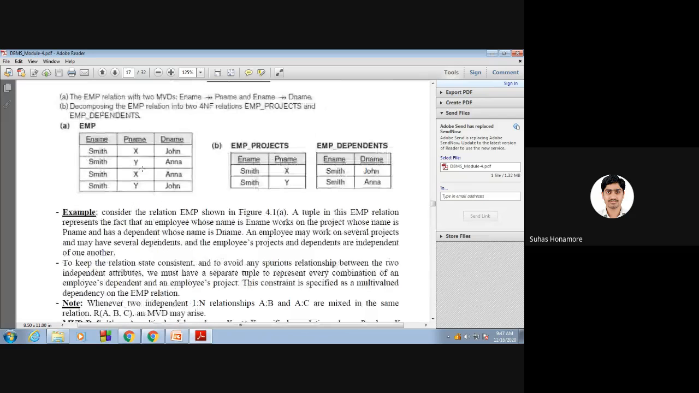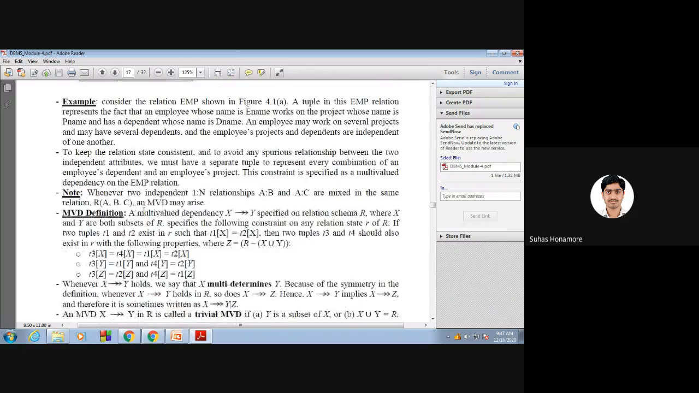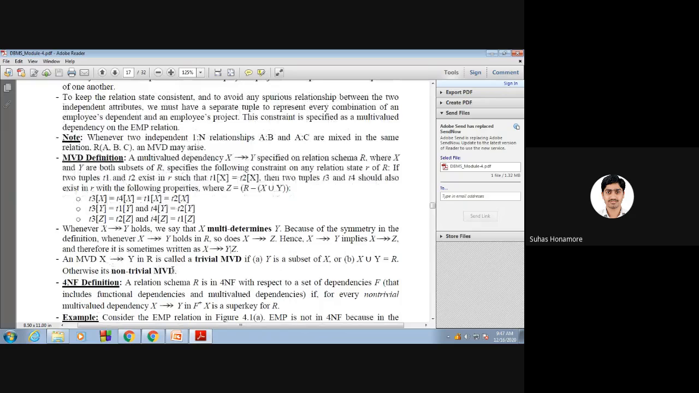So if you look at this one, is it trivial or non-trivial? If I consider this one as x and this one as y, then x union y together is not my R, and y is not a subset of my x. So the table we are considering has a non-trivial multivalued dependency.